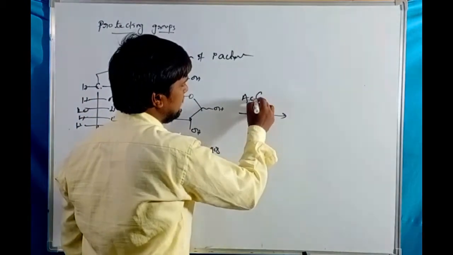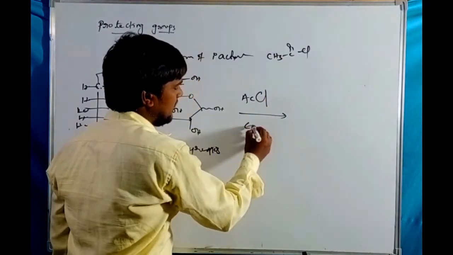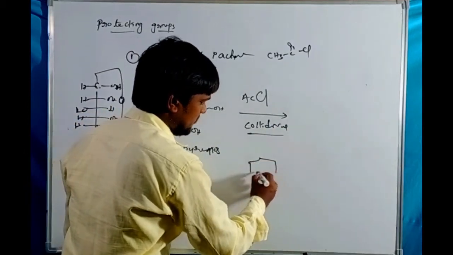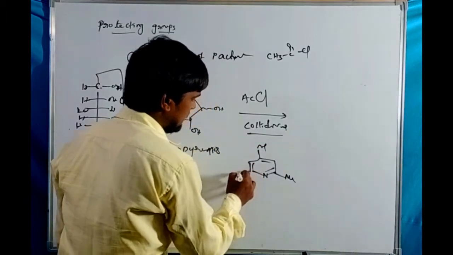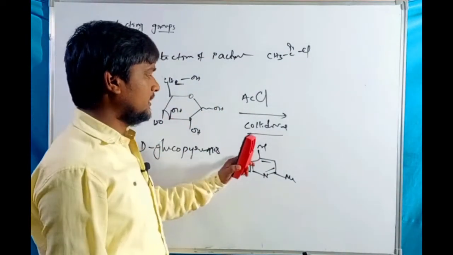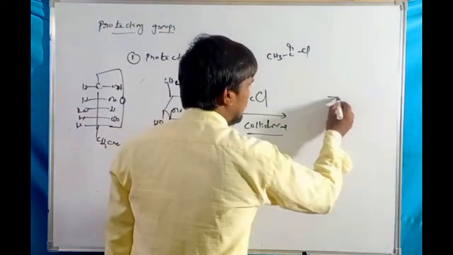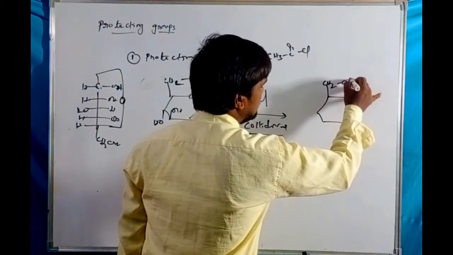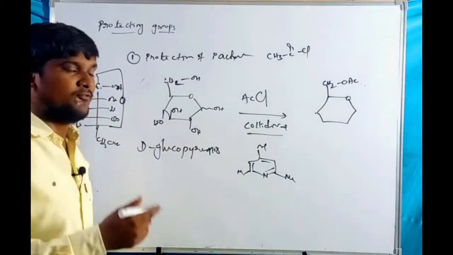Now here ACCl is simply called acetyl chloride, in presence of collidine. The collidine is the reaction medium. It is a pyridine, 2,4,6-trimethylpyridine, that is nothing but collidine. Now this is treated with ACCl, and it gives the ester at the primary alcohol. Primary alcohols are protected in the form of esters.